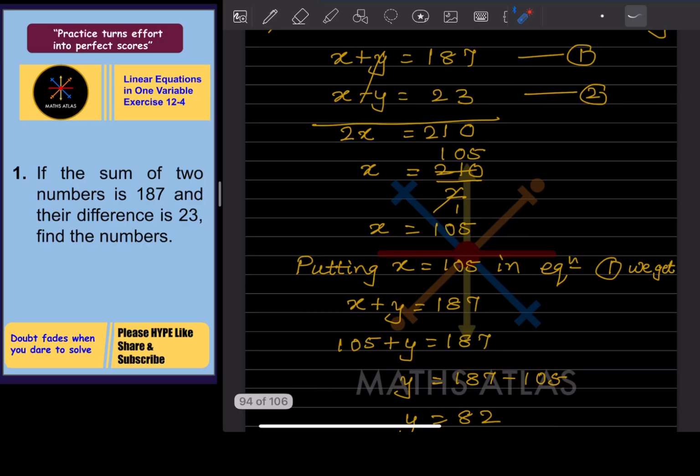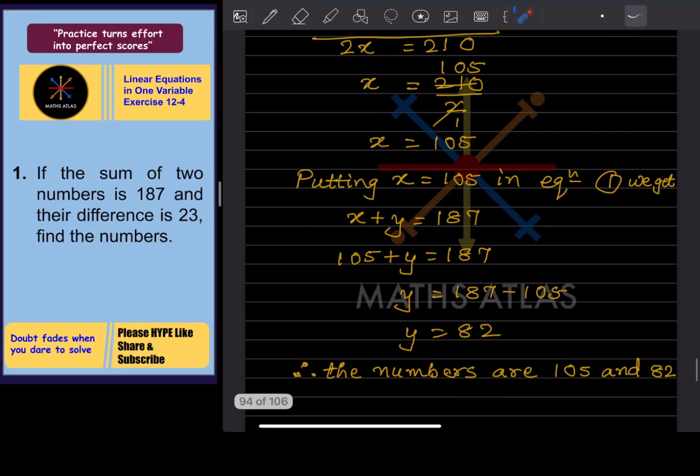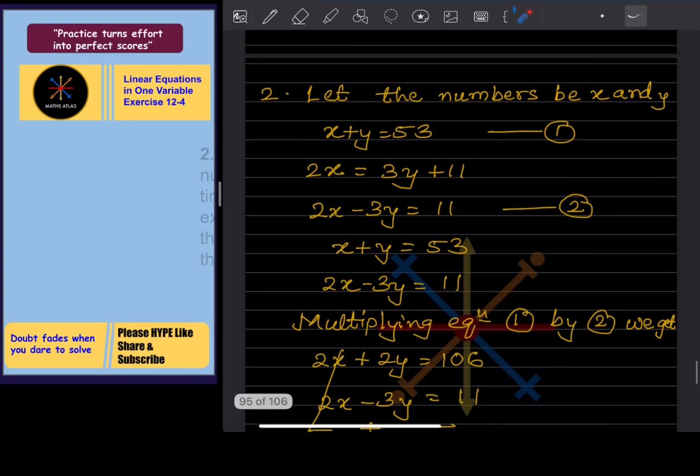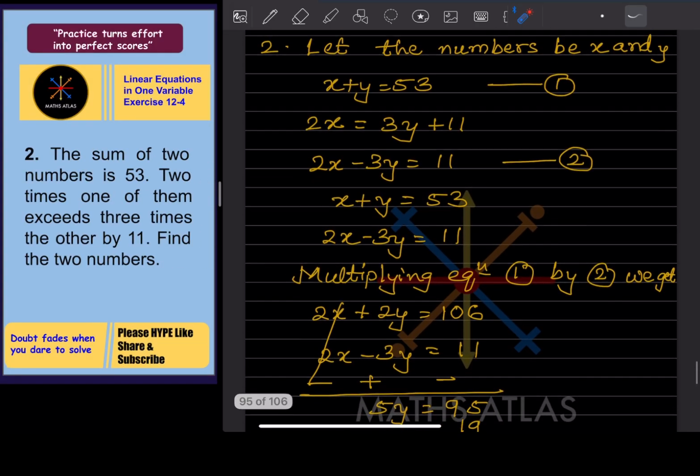So putting x is equal to 105 in equation number 1. So the same equation number 1 is written here. So in place of x we'll put 105 plus y is 187. So y is going to be 82. So we can say the numbers are, this is x and this is y, so 105 and 82.